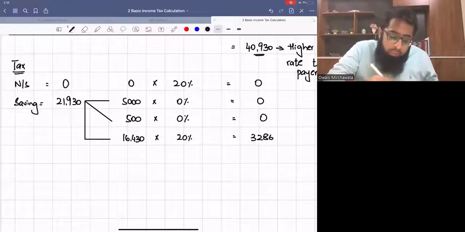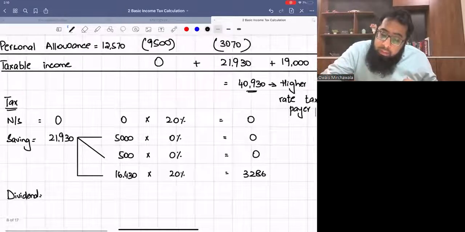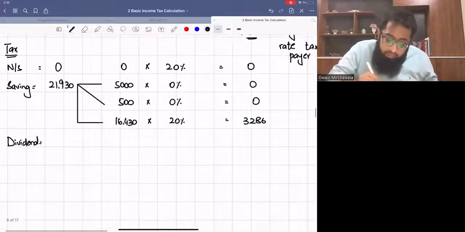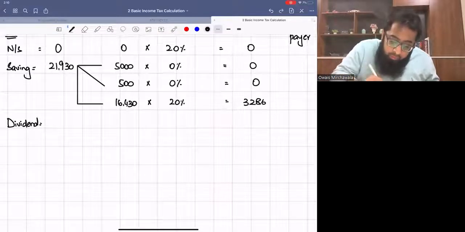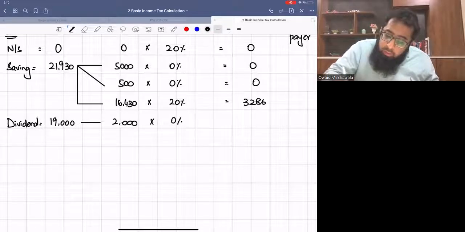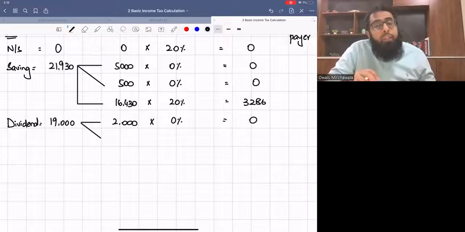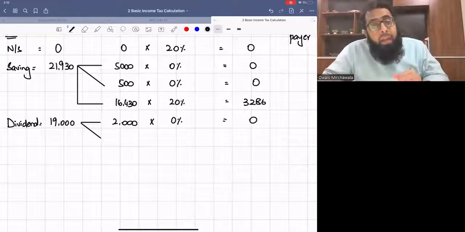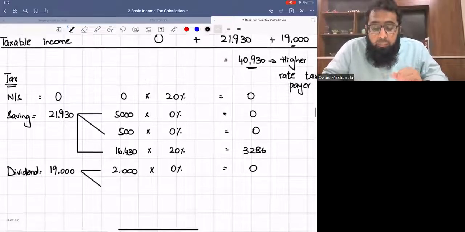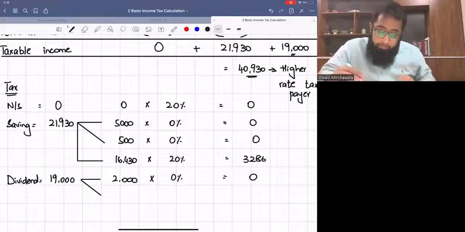So now once done with the saving income, we will move towards the dividend income. The dividend amount is 19,000. Now for dividend, the rule is always the same: on the first 2,000, it is always 0% band. So this gives us 0 and the remaining 17,000. Now we need to look at the basic rate band. Why do we need to look at the basic rate band? Because we know that on total, we will exceed the basic rate band.